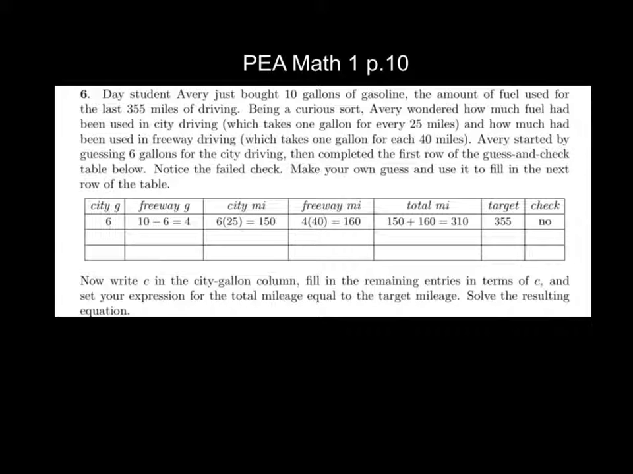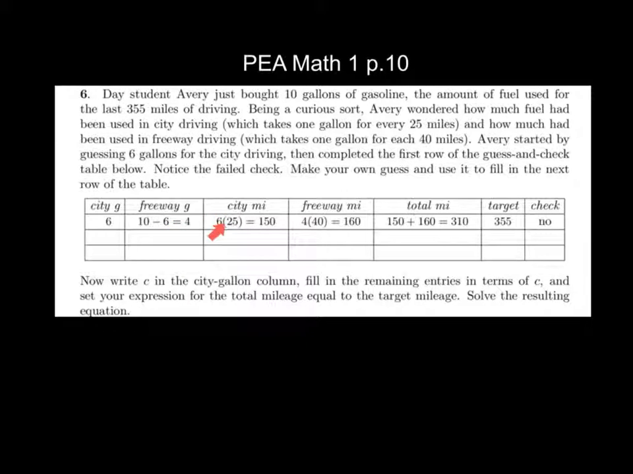and then completed the first row of the guess and check table below. Notice the failed check. Make your own guess to fill it out. Okay, so we're going to have to do this on a test Friday. So she guessed city driving, which was 6, and 6 gallons, so that's in G, gallons, which means that her freeway driving, she did 10 total, so the freeway driving would have been 4.